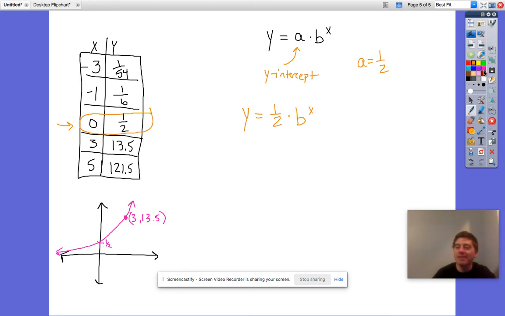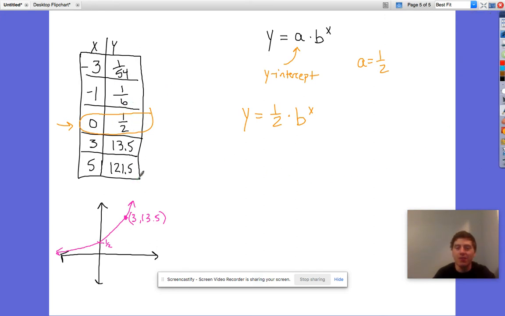Well, what do we have? A bunch of other points that are on the curve, right? I could use 3, 13.5 if the graph looked like this. I could grab that point from the table. I could grab any of these points from the table. Right? Any of those are going to work because if they're on the curve, then they're solutions. If they're on the curve, then they work in the equation. They make the equation true. So let's just pick this one since it's on both the graph and the table. There's no real reason. Here, there's an x and a y.